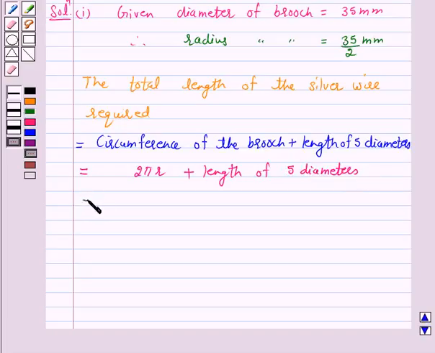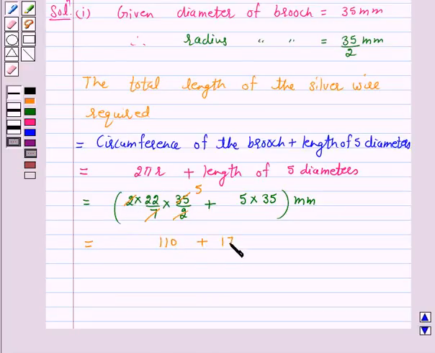And this is equal to 2 into, take pi is equal to 22 upon 7 into radius is 35 upon 2 millimeter plus 5 into diameter is 35 millimeter, so 5 into 35 millimeters. This is equal to 110 millimeter plus 175 millimeters, and this is equal to 285 millimeters. Hence the answer for part 1 is the total length of the silver wire required is 285 millimeters.